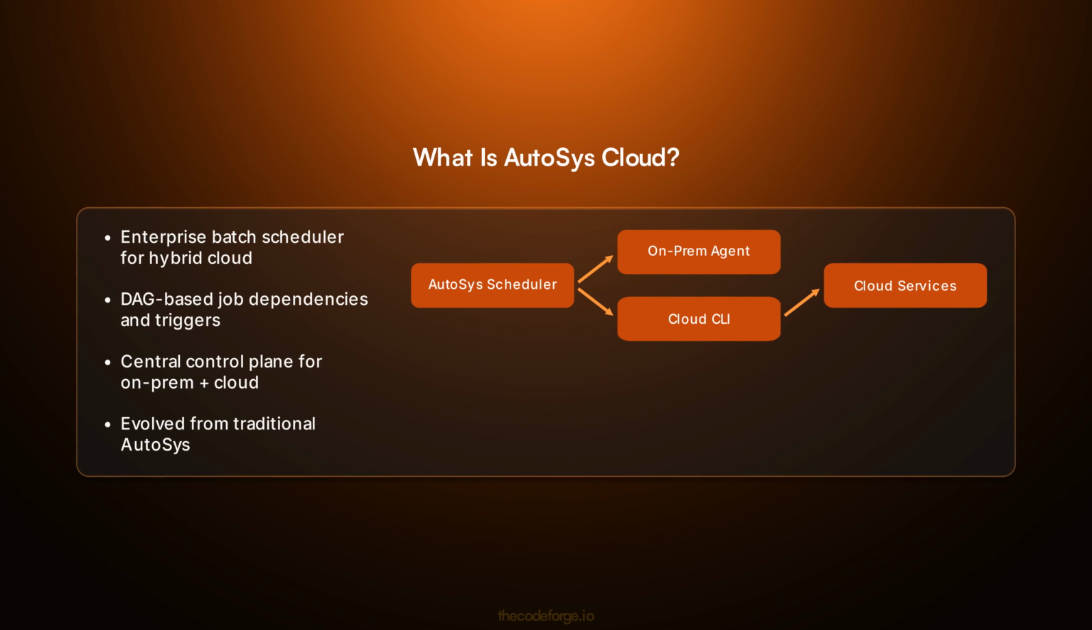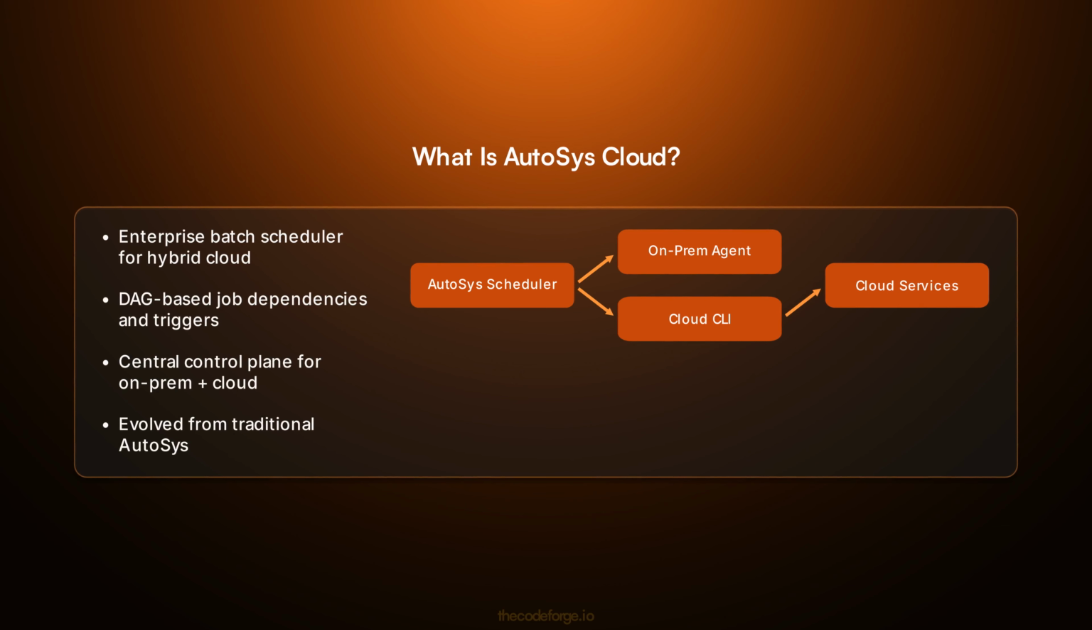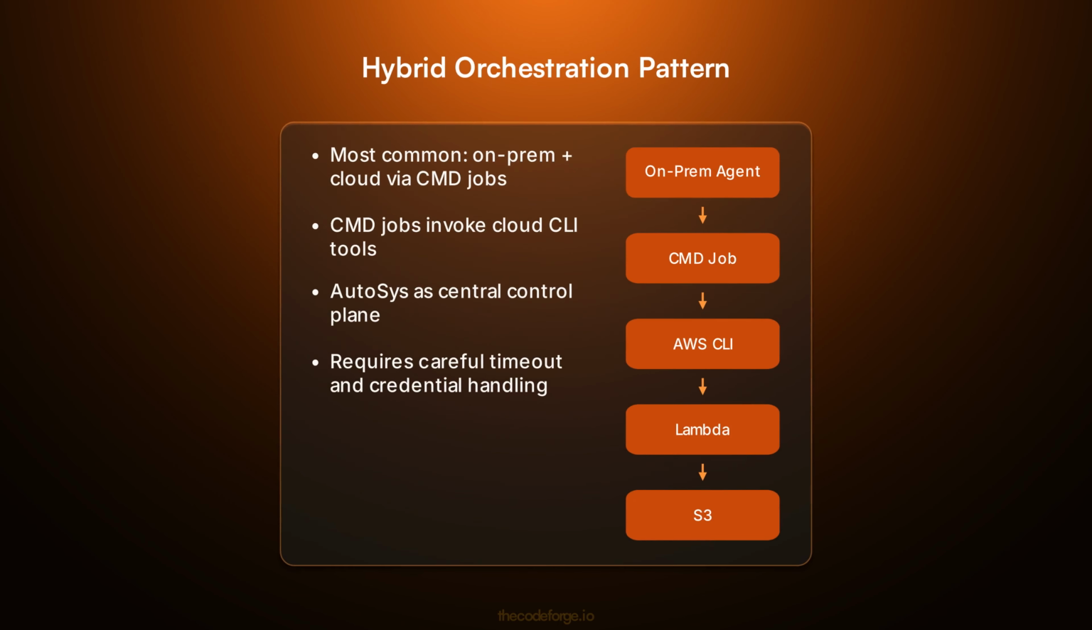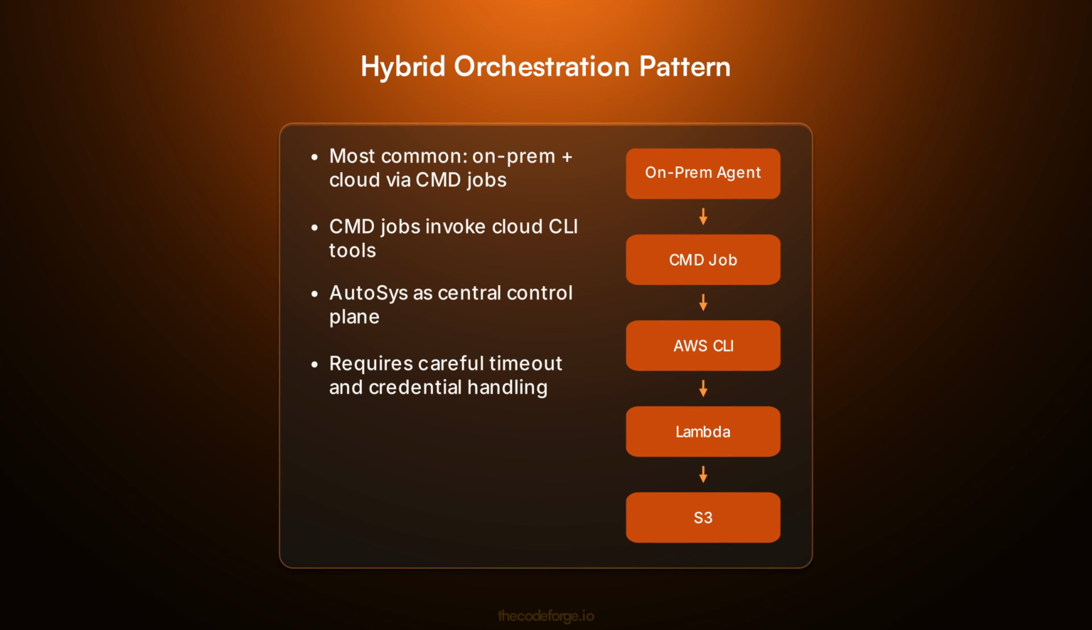AutoSys Cloud Workload Automation is Broadcom's distributed job scheduler that orchestrates batch processes across on-premises, hybrid, and multi-cloud environments. It's the enterprise-grade evolution of the original AutoSys product, designed to manage complex job dependencies, triggers, and SLA-based execution at scale.